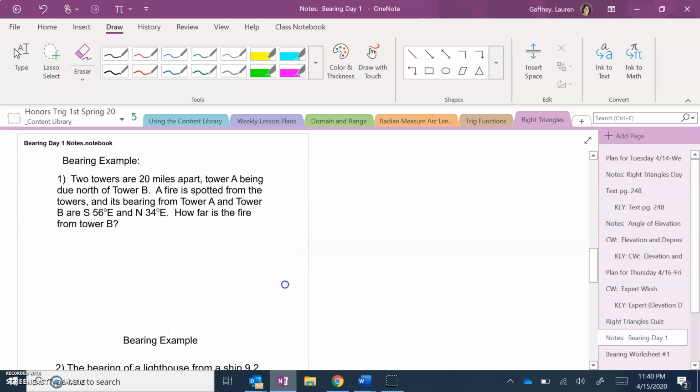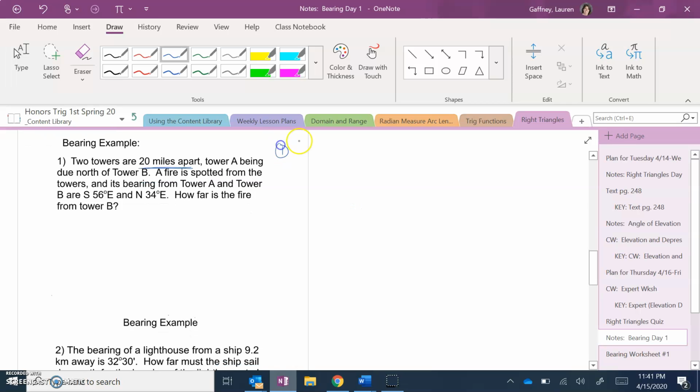Okay, so let's start to talk through a couple examples here. The hardest part for these are going to be drawing the picture. So if you need to pause, back up, replay these so you can get an idea of how these work. Okay, so 2 towers are 20 miles apart. Tower A is due north from Tower B. A fire is spotted from the towers and its bearing from Tower A and Tower B are these 2 values respectively. How far is the fire from Tower B?